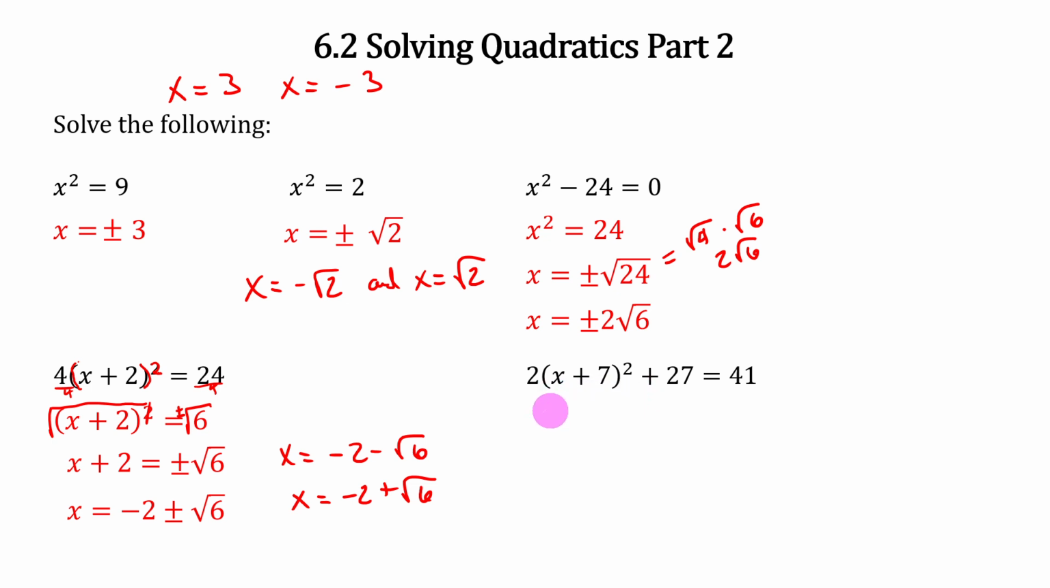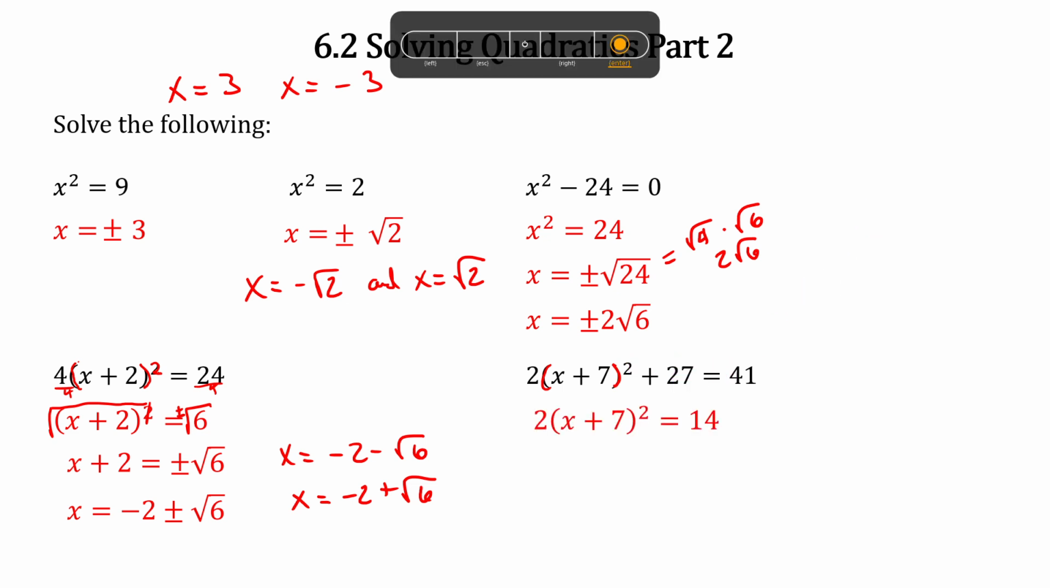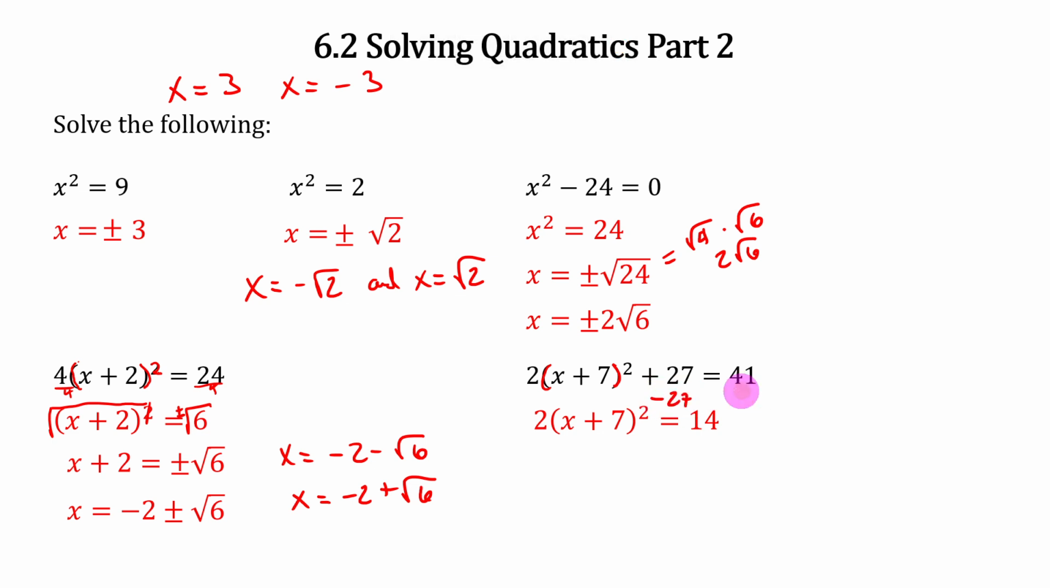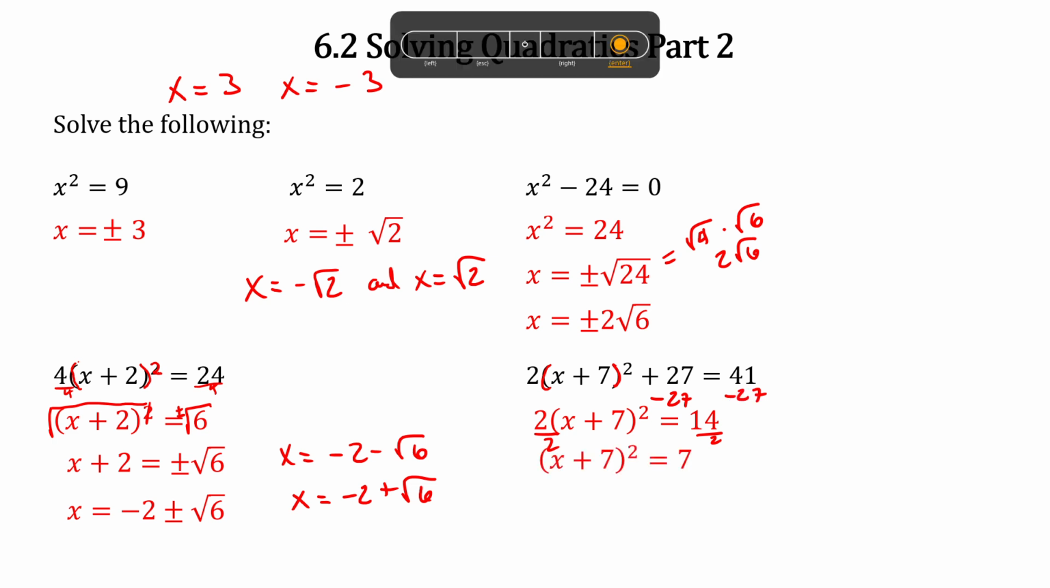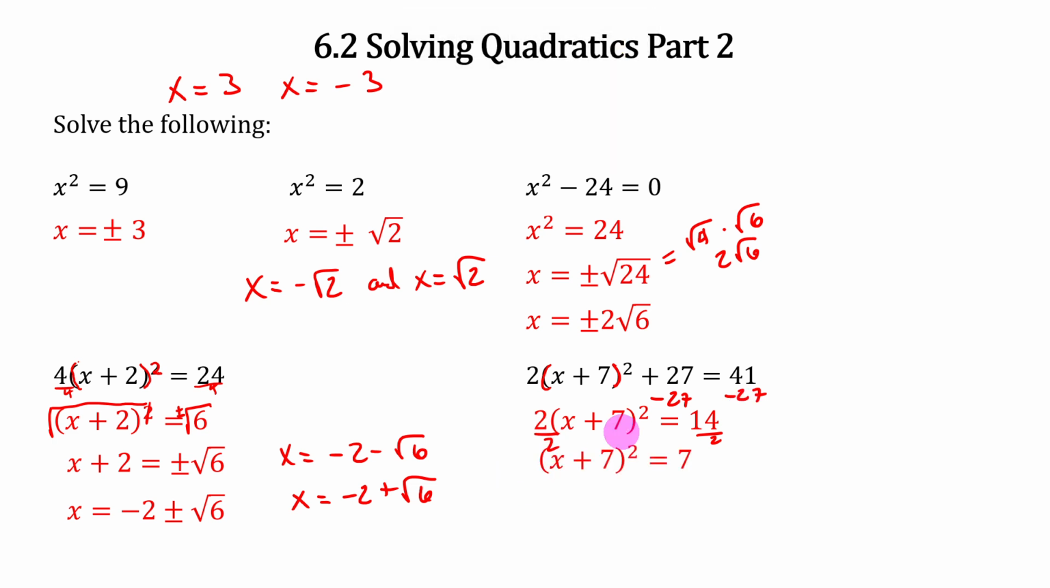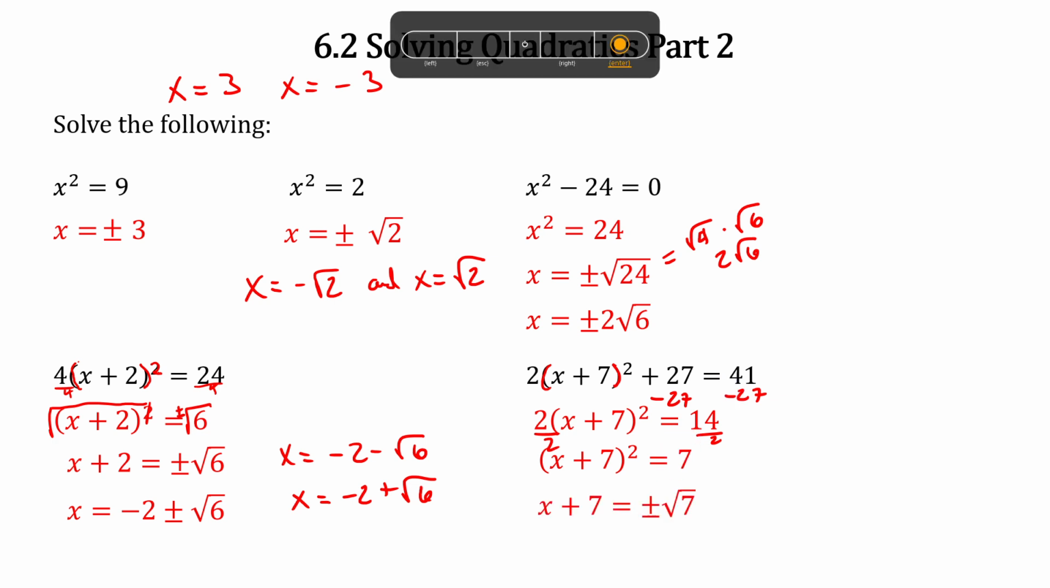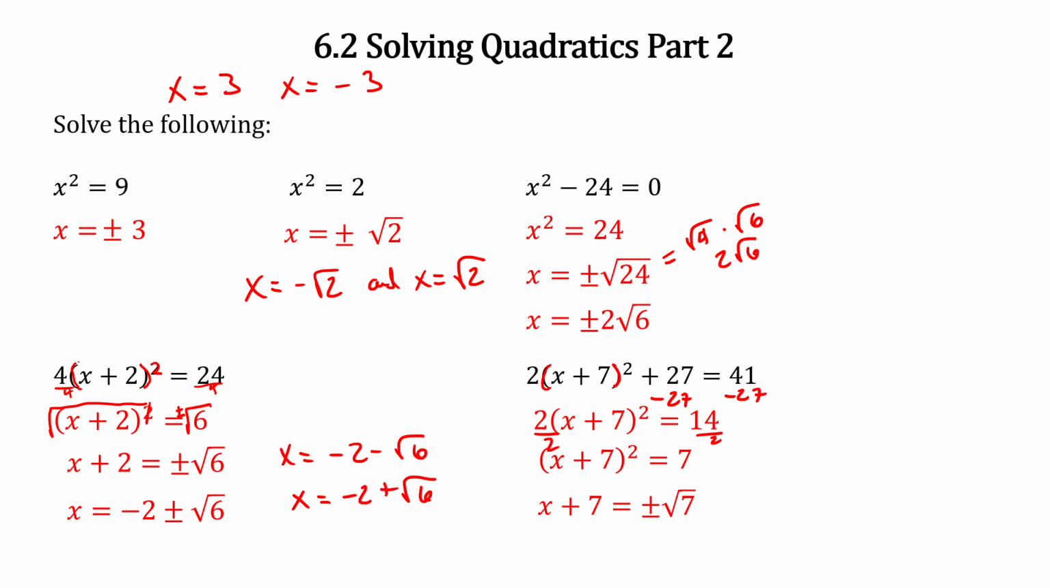Okay, try to work this one out, pause it, come back and check your answers. Okay, again, I want to get this parentheses thing by itself. So I'm going to subtract 27 from both sides. Now I'm going to divide by 2. Now I'm going to take the square root of both sides and get that x plus 7 is the positive and negative square root of 7. And then I'm going to subtract 7 from both sides.